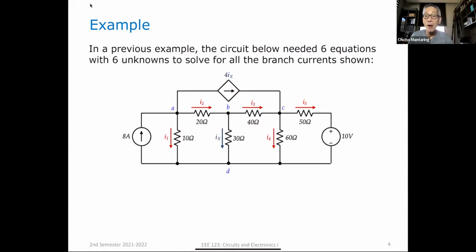Now, how many equations did we form to solve this? So remember the rule. If you have n essential nodes, then you can only form n minus 1 KCL equations. So here I have 4 essential nodes, A, B, C, and D. So I can only form 3 independent KCL equations. But I have 6 unknowns. Where do I get the remaining 3 equations? The remaining 3 equations, I apply KVL on my meshes. So that's what I did.